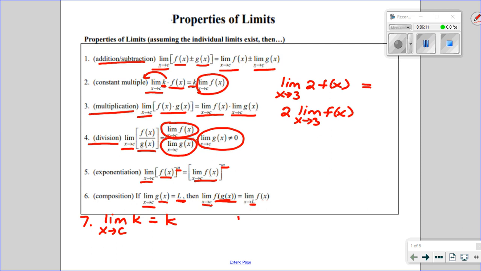I'll give you an example. Let's say you're evaluating the limit as x approaches, I don't know, 2 of some constant, which I'm just going to use 5 as the constant. And that limit would equal 5.